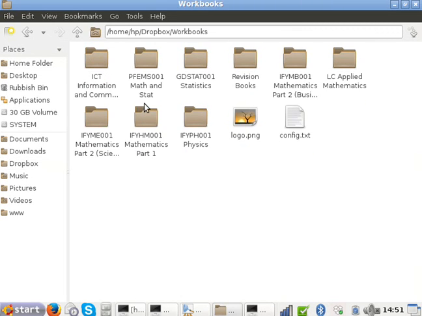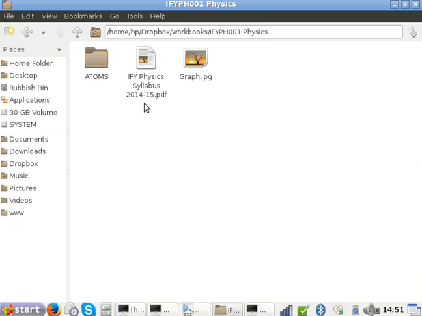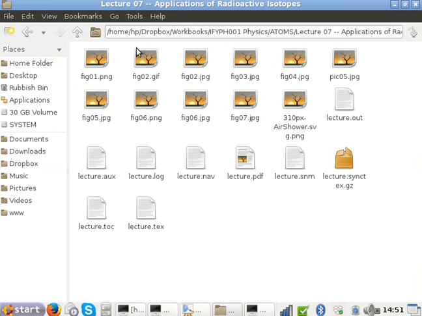Books, workbook, physics, atoms, applications.